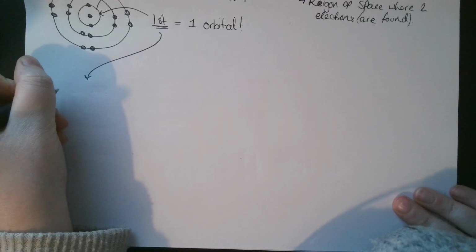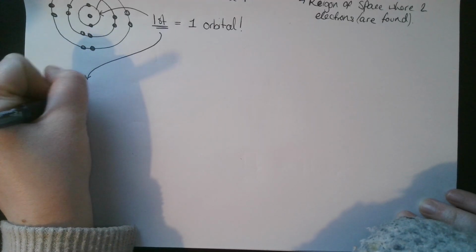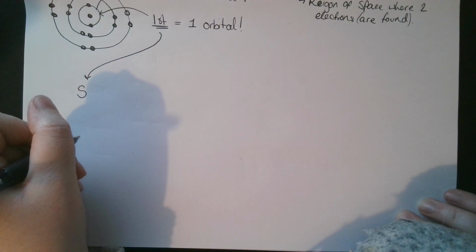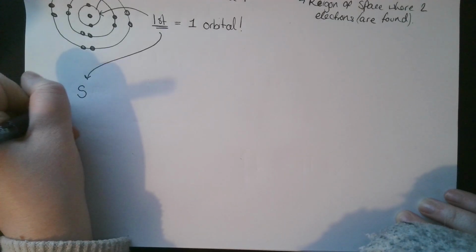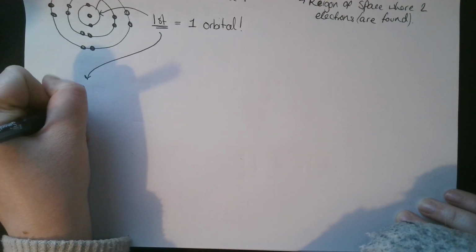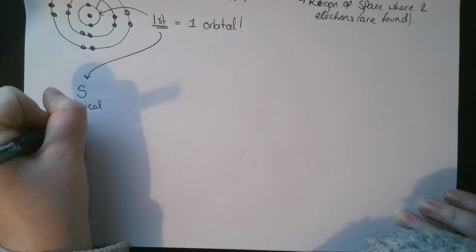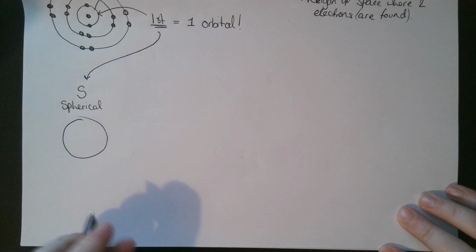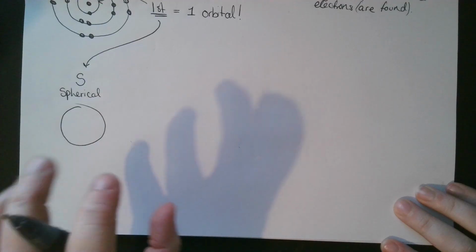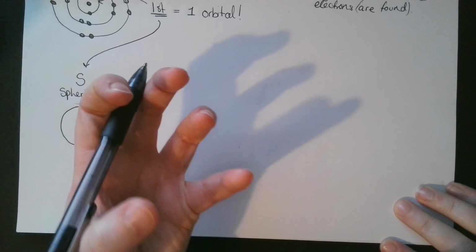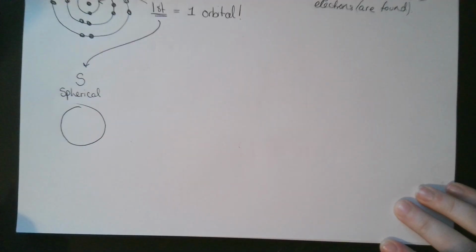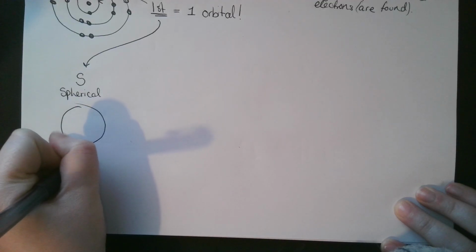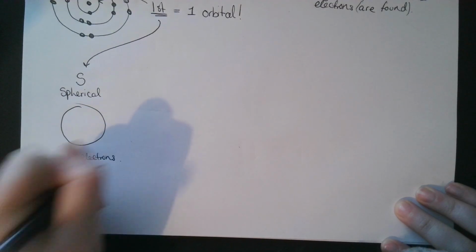So in the first shell, we have an S orbital, an S subshell, which is spherical. It's a ball. It's a football, it's a cricket ball, that kind of thing. It's 3D space, it is a sphere. And somewhere in there we have 2 electrons.